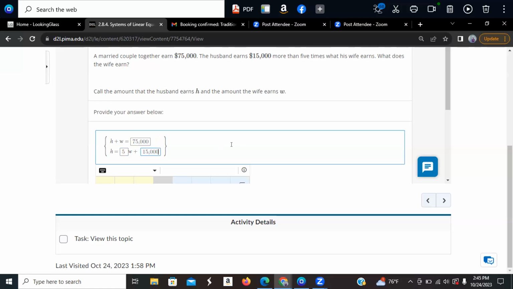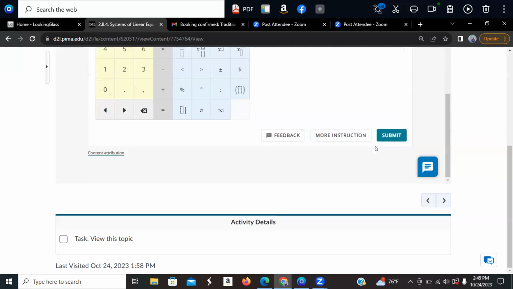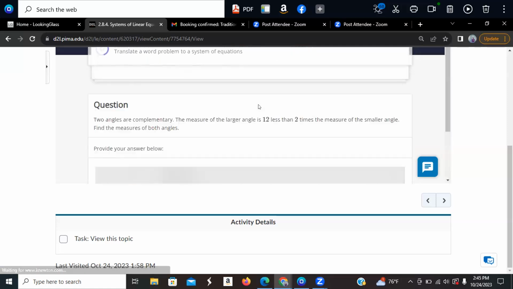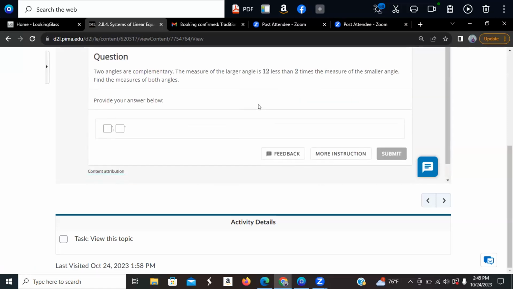And that is correct as well. Good job on that. All right, good job. Okay, so this time I'm going to grab a snip. This is like the one we did for the supplementary, just complementary.